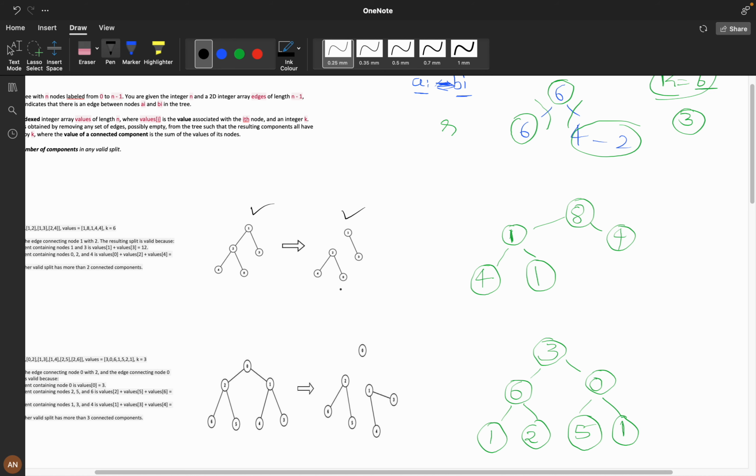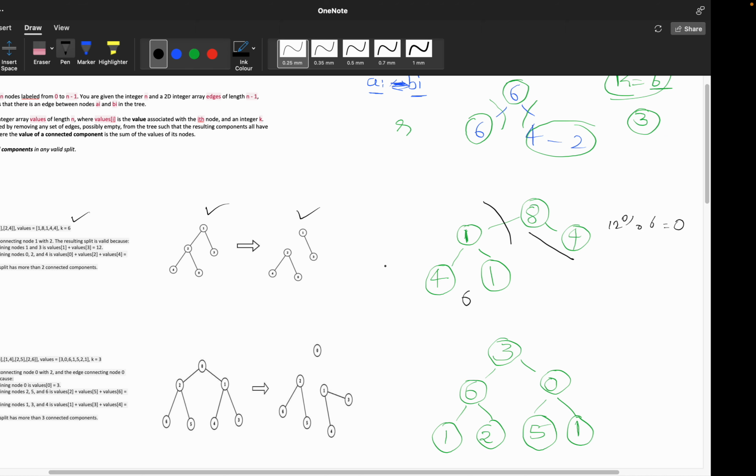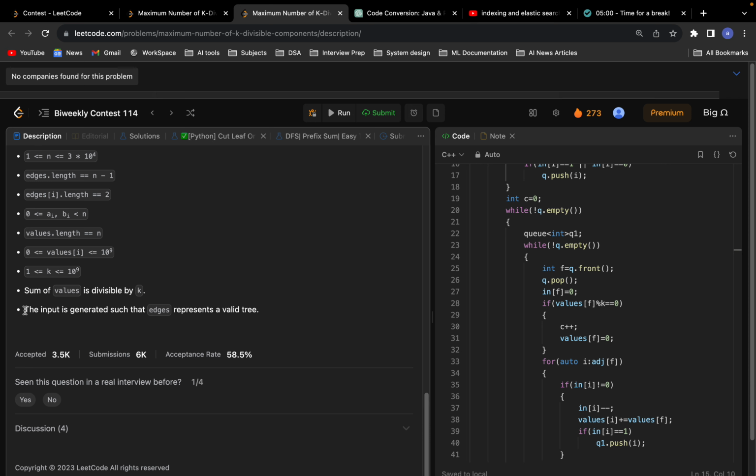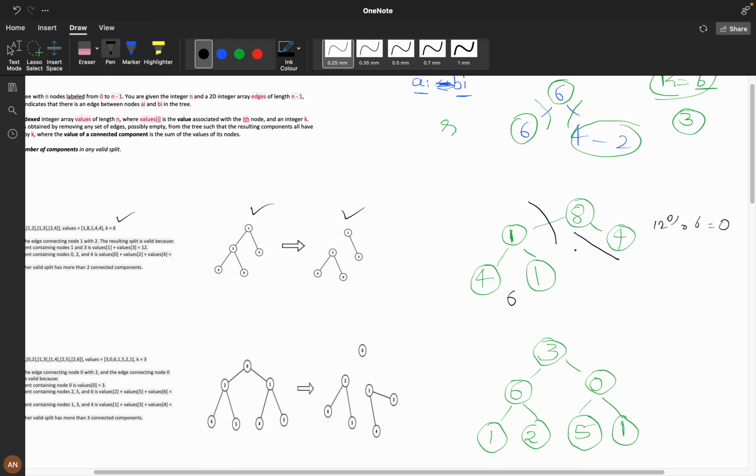Now I have written the values. He is saying that k is equal to 6. Now if you break down the tree here, this is 6 modulo 6 is 0, and if you break down the tree here, this is 12 modulo 6 is also 0. And in the constraints you can see that the input is generated such that edges represent a valid tree, and the sum of values is divisible by k, and we should not care about that because the total sum is divisible by k. If no answer exists, we can form only one component, and we can return that as well.